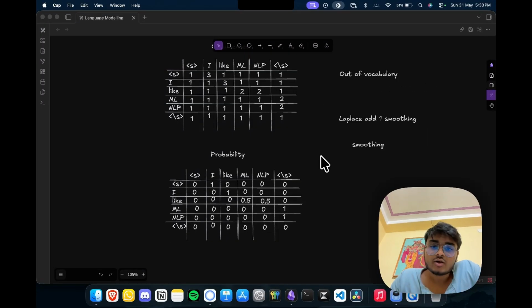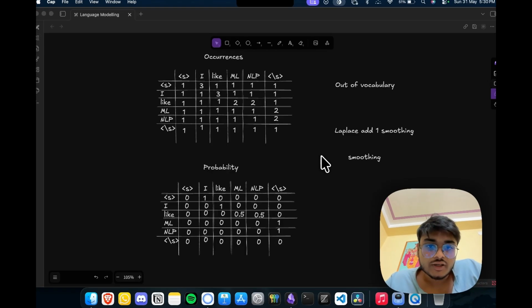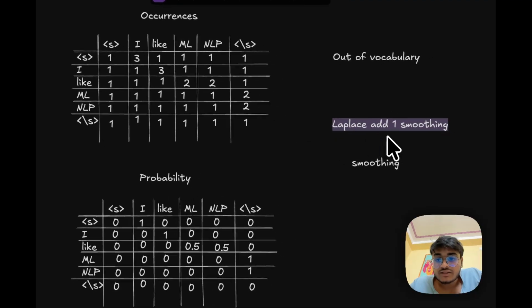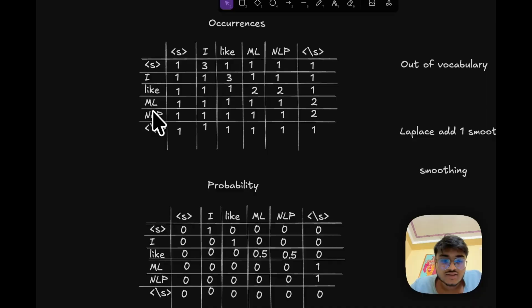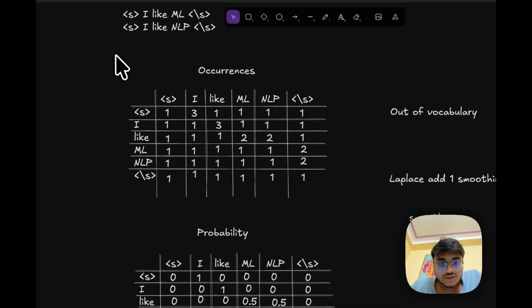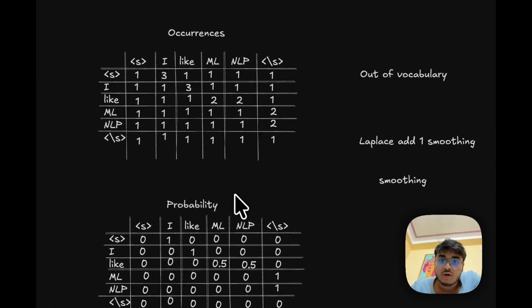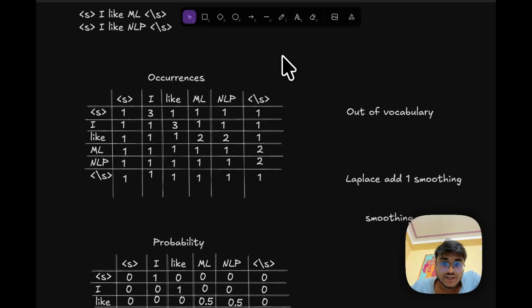So I have calculated the whole thing. We have to add 1 to all the occurrences, since we are doing Laplace add 1 smoothing. After this, we have to calculate the probabilities. We haven't calculated the probabilities yet, we have only calculated the occurrences. So how would you calculate the probabilities?